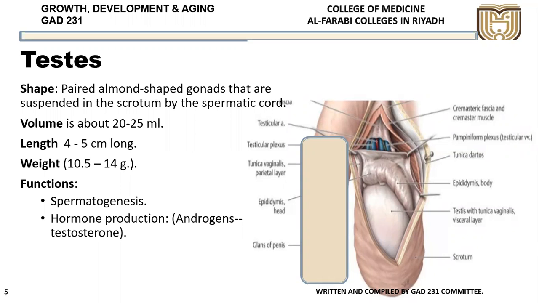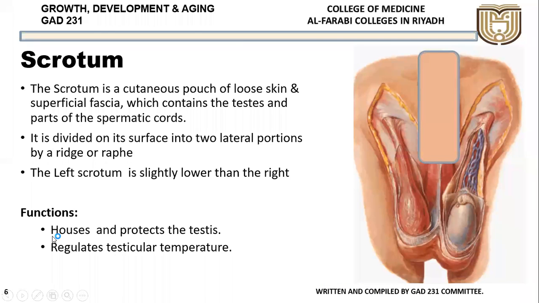Function: the main function of the testis will be spermatogenesis, that is, the production of sperms is called spermatogenesis. Along with that, it also produces the male hormone called testosterone, an androgen. So the testis does two functions. One is spermatogenesis, the second is production of the male hormone testosterone.